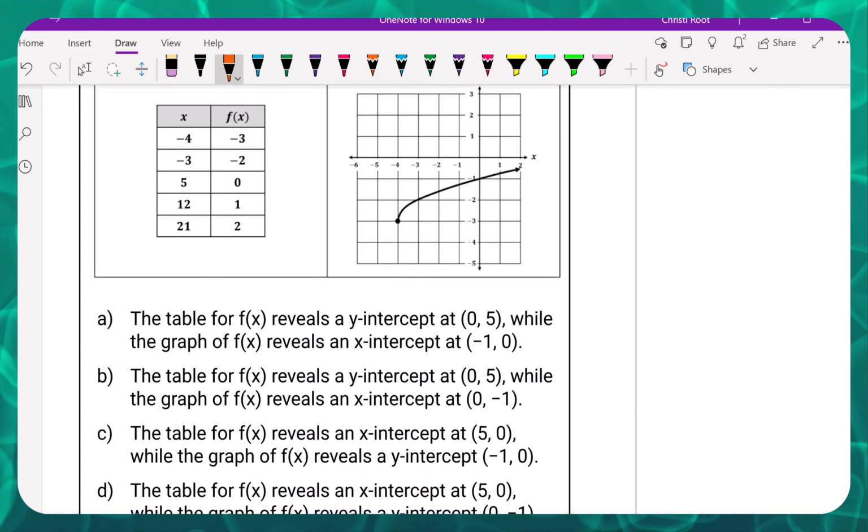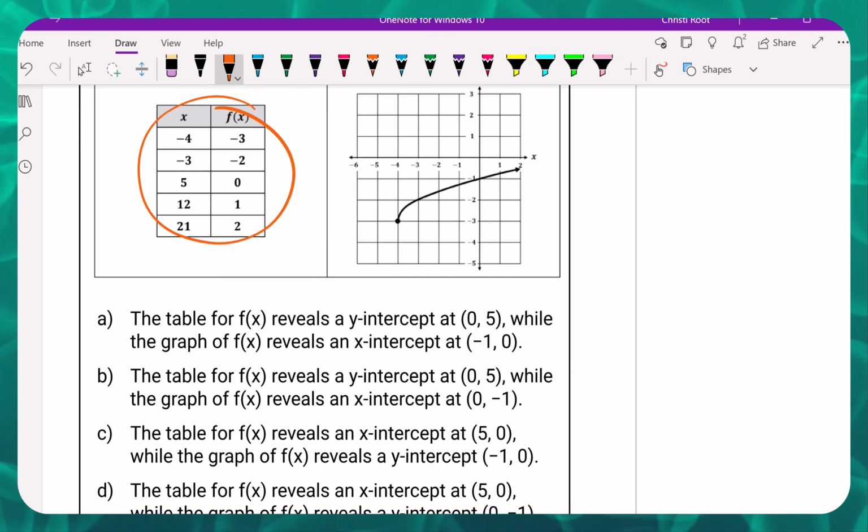So it says a table for f of x reveals a y-intercept. If you look at this table right here, there is no y-intercept at 0, 5. So this is absolutely out. B says the table for f of x reveals a y-intercept. No, it does not. It reveals an x-intercept at 5, 0.